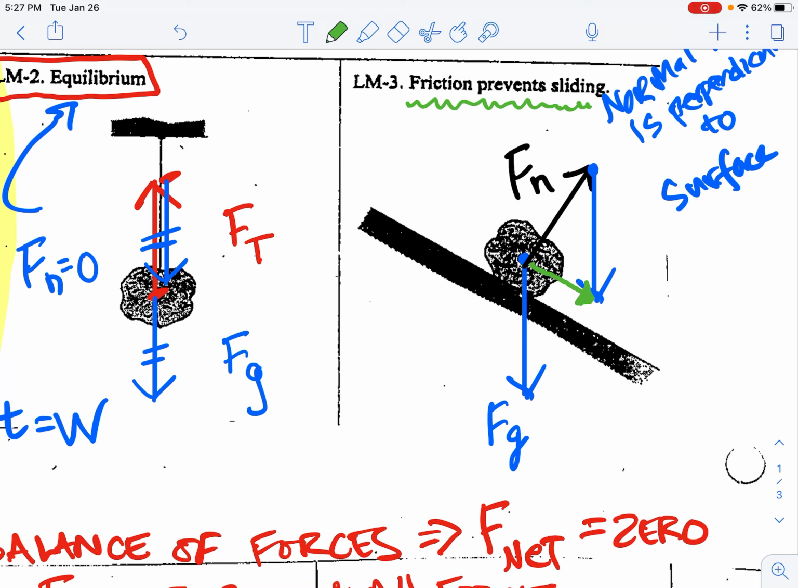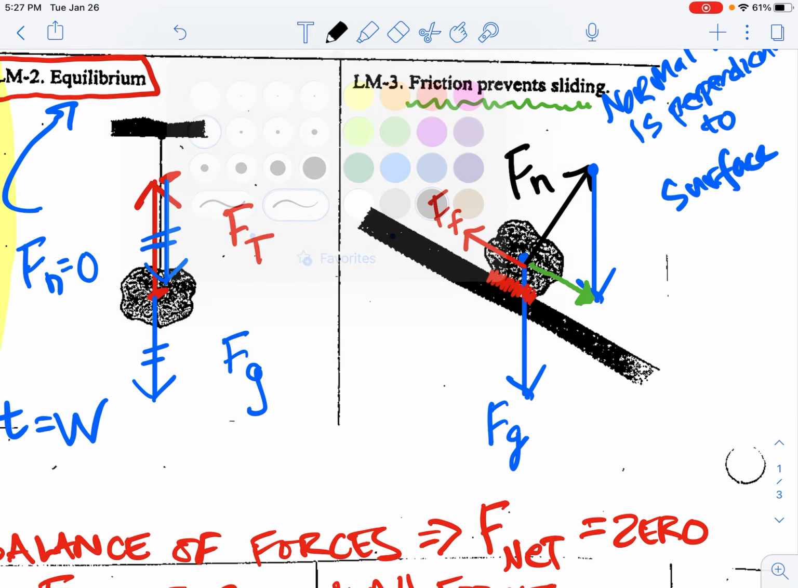So there must be a friction force, and I'm going to make the friction in red. There must be a friction force in between the rock and the surface there, and so it's preventing the sliding. So it must be equal and opposite to that green arrow. I'm going to draw an arrow equal and opposite as well as I can, and this arrow here is the force of friction. Now I've got to be careful here, this one is the normal force.